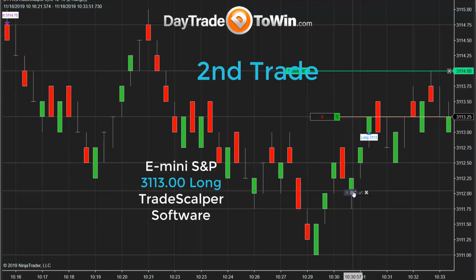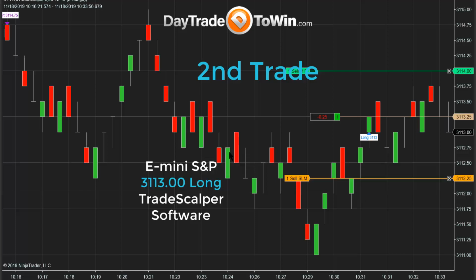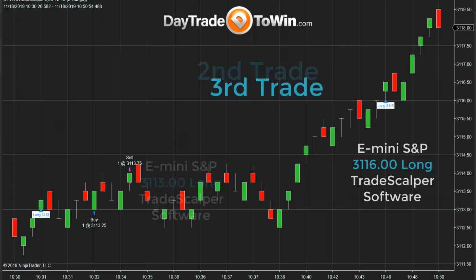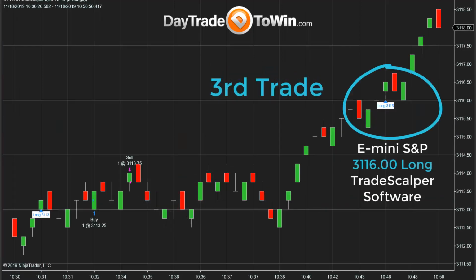I have my target for three ticks, and I have my stop as well placed to protect myself. Again, you're not going to risk a lot, and I want to see this target be hit, and I want to be out of the trade, and then I'm looking for the next trade. All right, so the target was hit, and I'm out looking for the next trade, which happens to be the third trade that I'm showing you, 31.16 long.